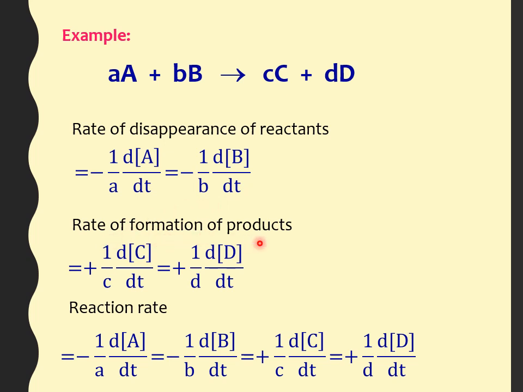And the rate of formation of products is plus 1 over c, d[C]/dt, equals plus 1 over d, d[D]/dt. So the differential reaction rate for the whole equation would be written like this. For the reactants, it would be negative because it is the disappearance of reactant.